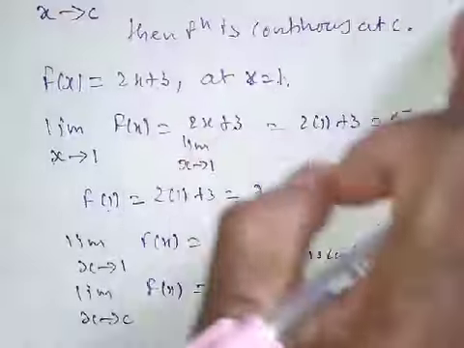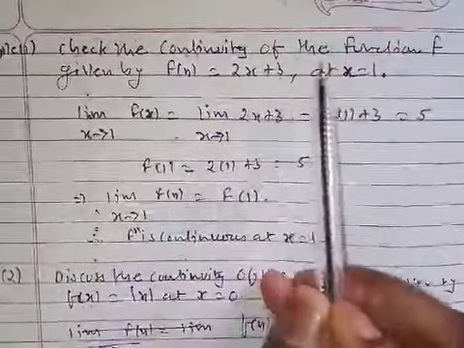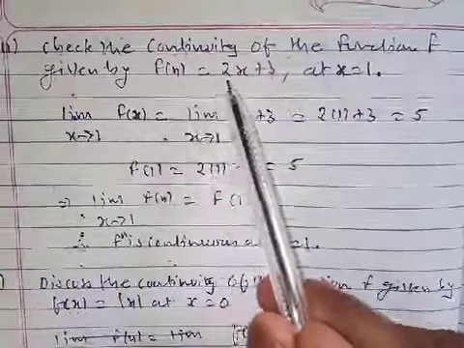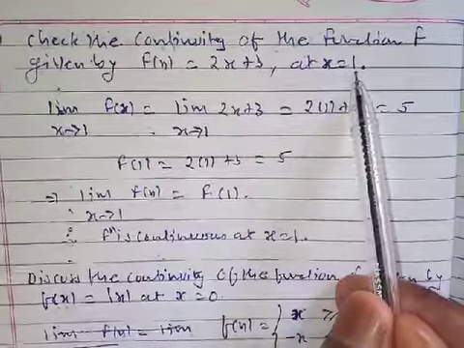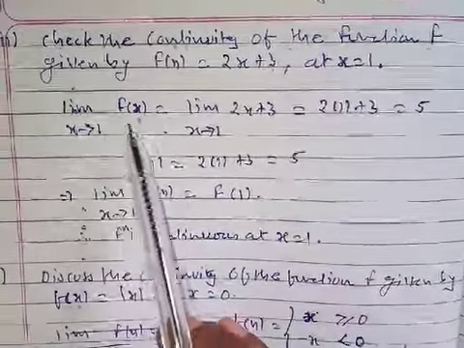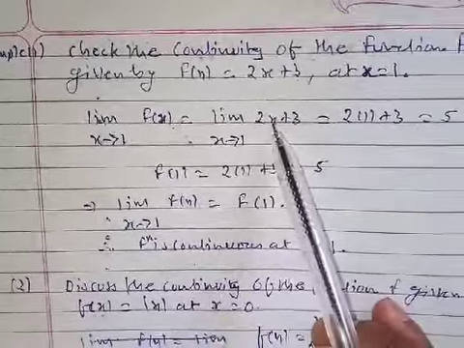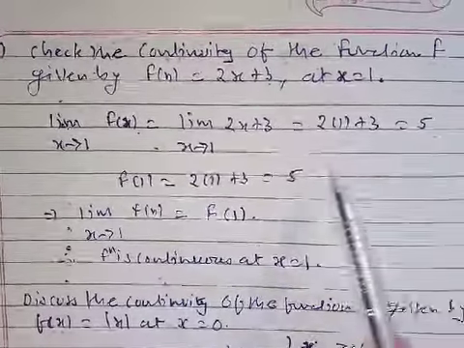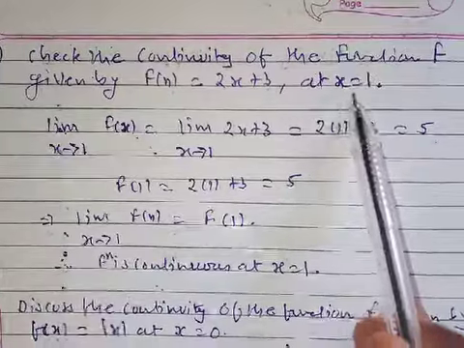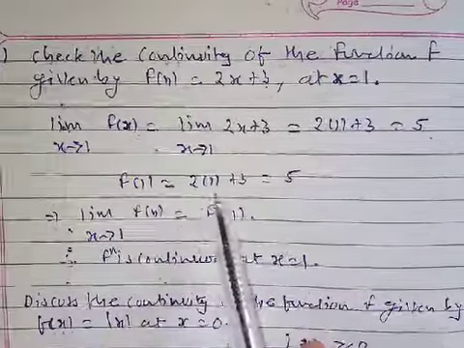Don't write from this, you write it from here. The question is: check the continuity of the function f given by f of x is equal to 2x plus 3 at x is equal to 1. So the limit as x tends to 1 of f of x is equal to the limit as x tends to 1 of 2x plus 3. Substitute the value 1, so 2 into 1 plus 3, that is 5. Now where are we checking the limit? Limit at 1. So c is 1, so f of 1 is also 5.